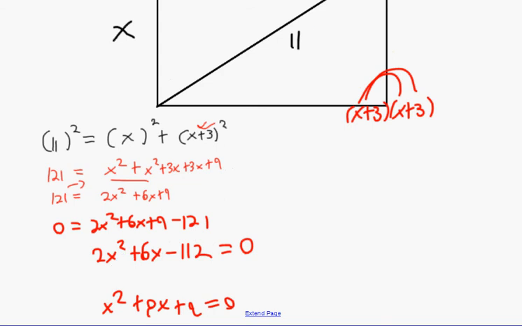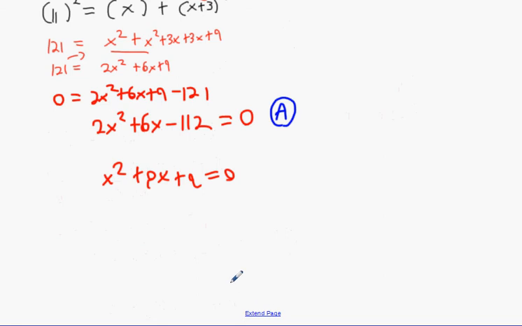Now, these two equations are actually the same thing. What's the problem with the top equation? We'll call it equation A. Divide the top equation by 2, what happens? We get x squared plus 3x minus 56 equals 0. x squared is x squared, p is 3, q is minus 56.